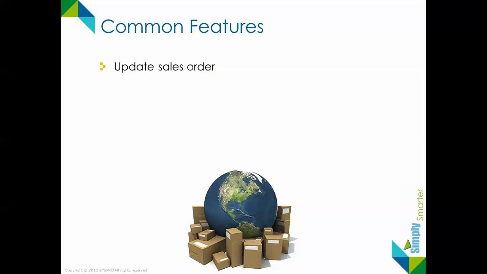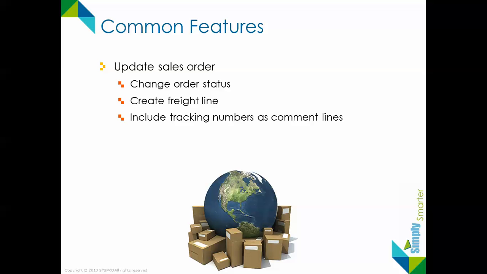Every single option that we have can update the sales order, whether that's changing the order status or making other updates. It may also create a freight line, and it can include the tracking numbers as comment lines on the order. So if a customer calls up, where's my order, we'll be able to get to that tracking number information as quickly as possible. And it can also handle email notifications to the customers when that shipment happens, either as part of the parcel carriers programs themselves or directly within one of ours.